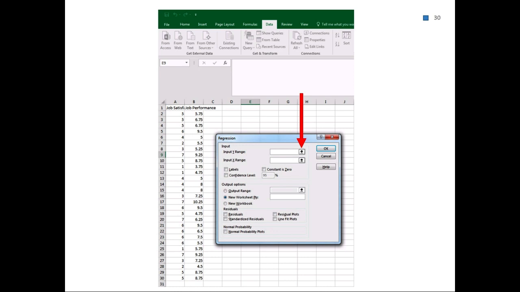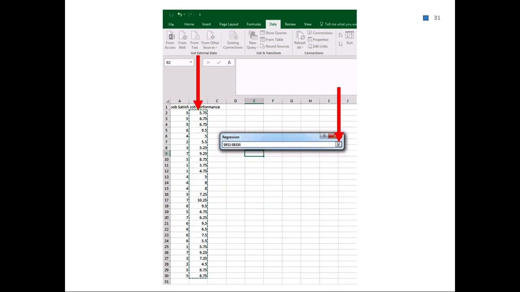Then it's going to tell us to input our Y range and our X range. We're going to start with the Y range. The Y range is our outcome range, whatever we want to designate as our outcome variable. So we're going to click on that button that's highlighted right there, and we're going to highlight the data for our outcome variable. Then push the other button that's highlighted.